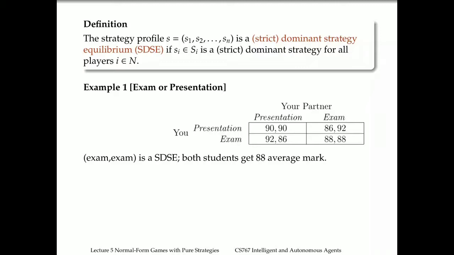But exactly the same situation will happen to your partner. So suppose that your partner is perfectly rational and self-centered, then your partner will also play exam. So overall, both of you will play exam, which ends up at this scenario. Like what I said, this is not a very good scenario, because both of you can get a higher mark if you prepare for the presentation, but you will still want to play this strategy profile. So this demonstrates a very crucial fact in this normal form game.